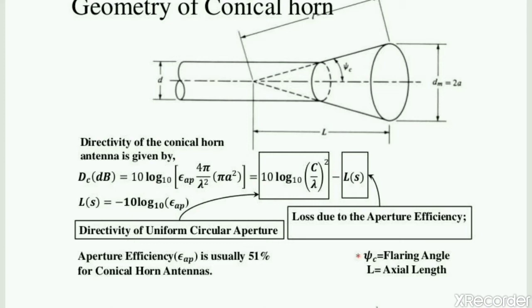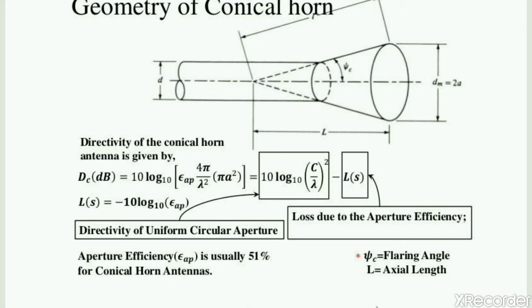The basic formula of the directivity of a conical horn antenna is given by capital D suffix D, measured in decibels, equal to 10 log 10 of epsilon ap times (4 pi / lambda square) times pi a square, which is equal to 10 log 10 of (C / lambda) square minus Ls. The first formula is the directivity of a uniform circular aperture, and the second is the loss due to aperture efficiency. The aperture efficiency epsilon ap is usually 51% for a conical horn antenna, where L is the axial length and psi c is the flaring angle.